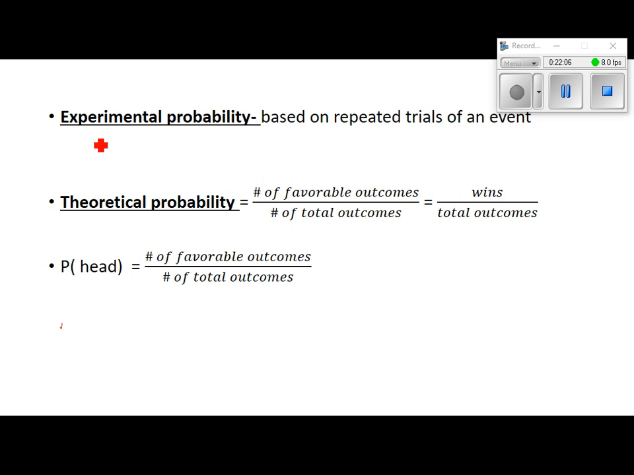Experimental probability. We're not going to do a whole lot with experimental probability. Experimental probability would be if I gave you a coin and I said, flip the coin 100 times and see what happens. Theoretical probability is the one that we're going to deal with.